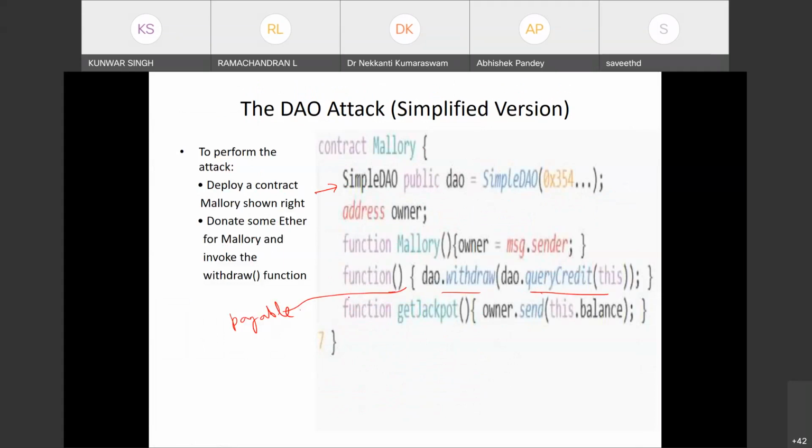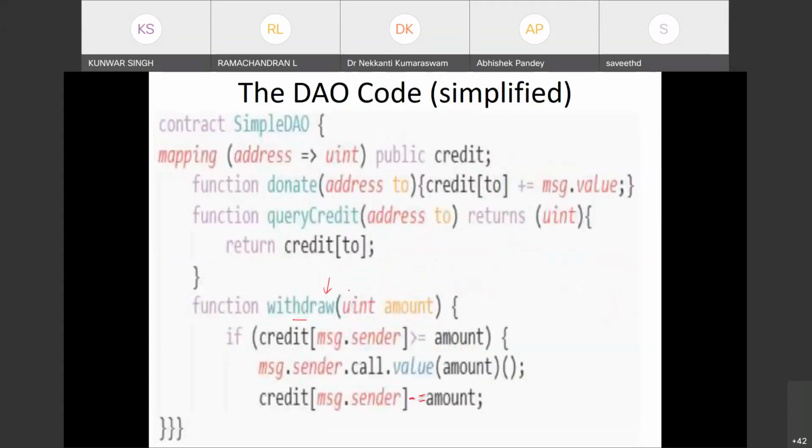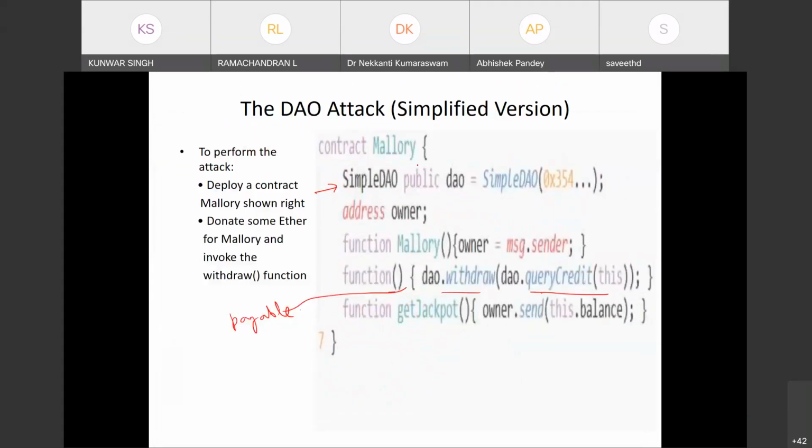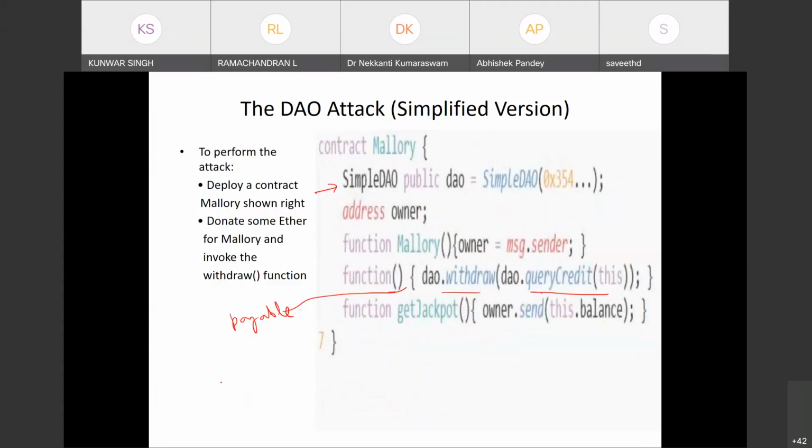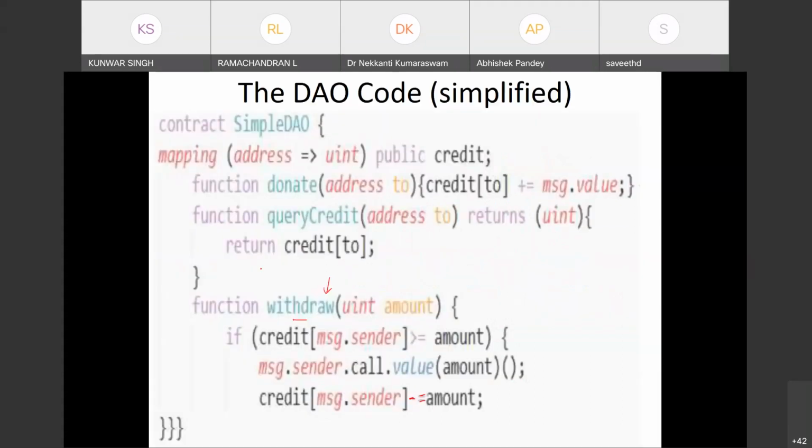So he, in the name of Mallory, said this contract has donated some ether to the DAO. So he has donated some money to this DAO. Okay, let's say 5 ether. So now Mallory has donated 5 ether. Once he has donated 5 ether, next he is withdrawing the same amount.